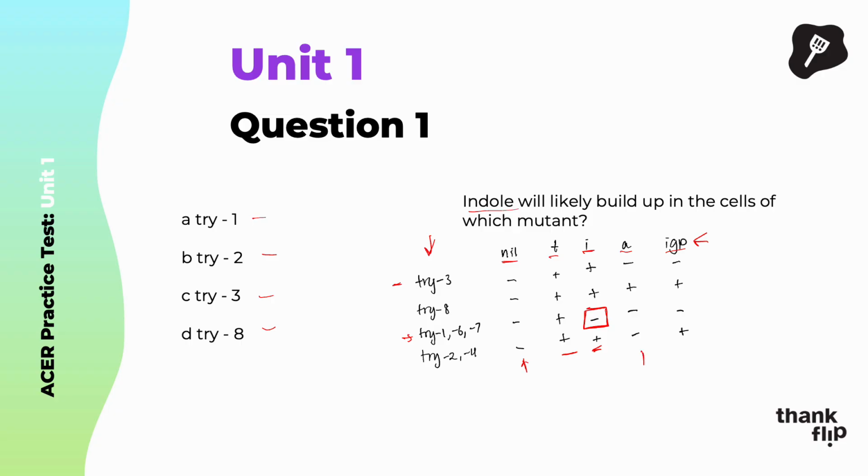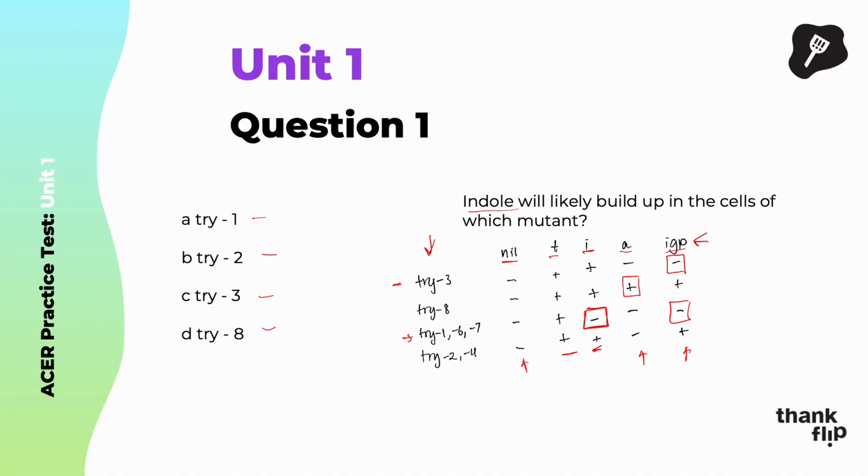And so looking over here, we have anthralic acid, and the only one that can grow with anthralic acid is this one here. The rest cannot grow, even if supplemented with anthralic acid. And then IgP, we have another similar thing where these two mutants can't grow even when supplemented with IgP.